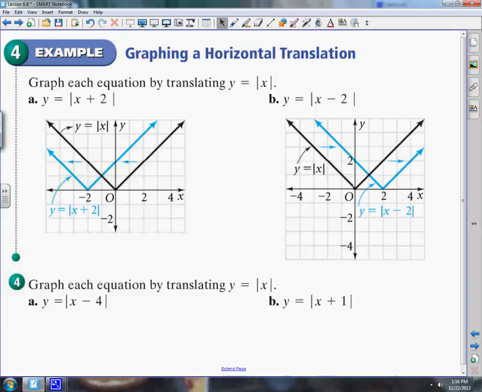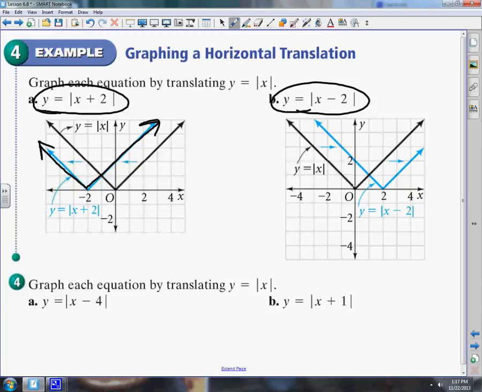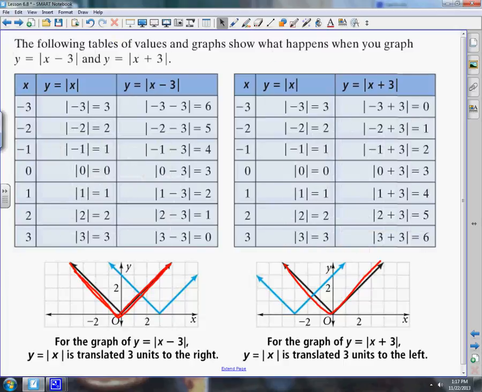So now, if I say graph each equation by translating, if I gave you this equation, y equals the absolute value of x plus 2, notice how it's in. That means you're going to go 2 units to the left. So notice what happened. If I add 2 in the absolute value, I'm going to the left. If I subtract 2, I'm going to the right. My translation is going to the right. And you can look back at this table and see what happens.